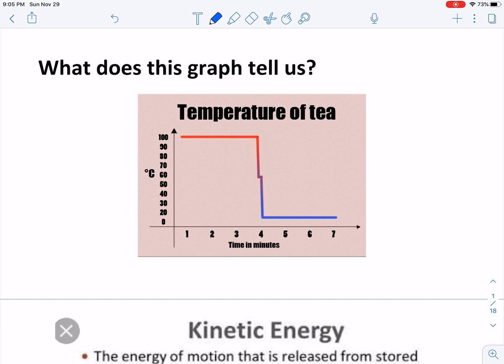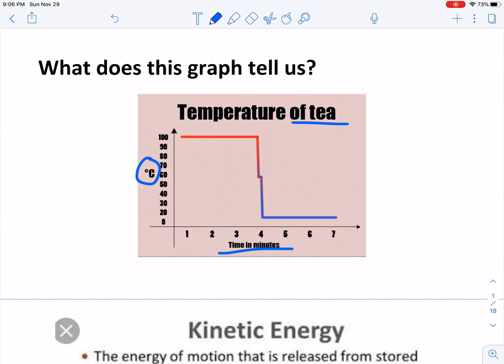Just going to use these slides to review content from Hewitt, Chapter 11.2 and 11.3, all about states of matter and phase changes. This first little diagram here is just a joke. It's a graph comparing time and degrees Celsius measuring temperature for a cup of tea.